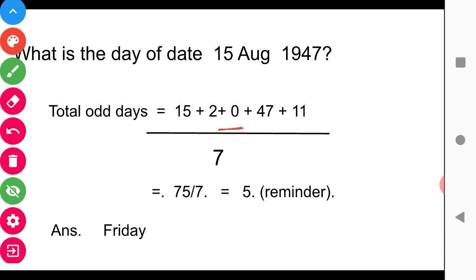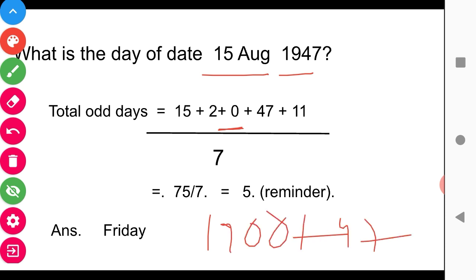First, we have already calculated the odd days up to 15 August. Now we have to calculate the odd days of 1947. This 1947 can be divided as 1900 plus 47. Remember, in 15th August 1947, are the 47 years completed? This year can be written as 1946 years completed. In the 1947 year, August 15 is running. That means the 1947 year is not completed.